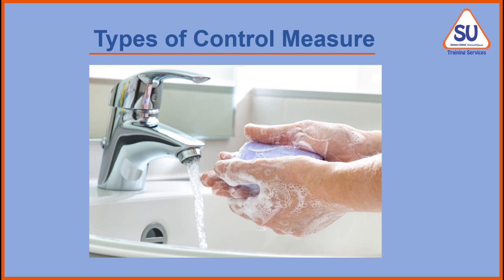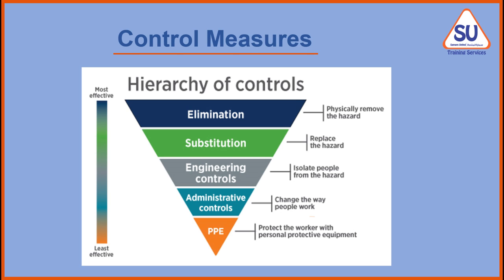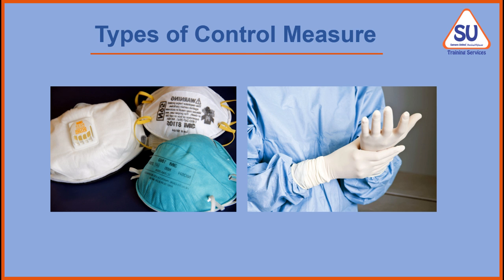Washing our hands more frequently will reduce the likelihood of us getting infected should we come into contact with the virus. And finally, personal protective equipment. This is our last line of defense and should not be used as our only control measure. Gloves and masks will help protect us, but they're not as effective as isolation and social distancing.